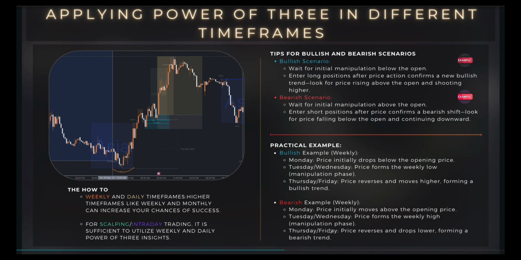Now, practical example, we have a bullish example for the weekly. Monday, price initially drops below the opening price. Tuesday or Wednesday, price forms the weekly low, the manipulation phase. Thursday, Friday, price reverses and moves higher, forming a bullish trend. And now for the bearish example, which is basically the same thing. Monday, price initially moves above the opening price. Tuesday, Wednesday, price forms the weekly high, manipulation phase. And then Thursday and Friday, price reverses and drops lower, forming a bearish trend.